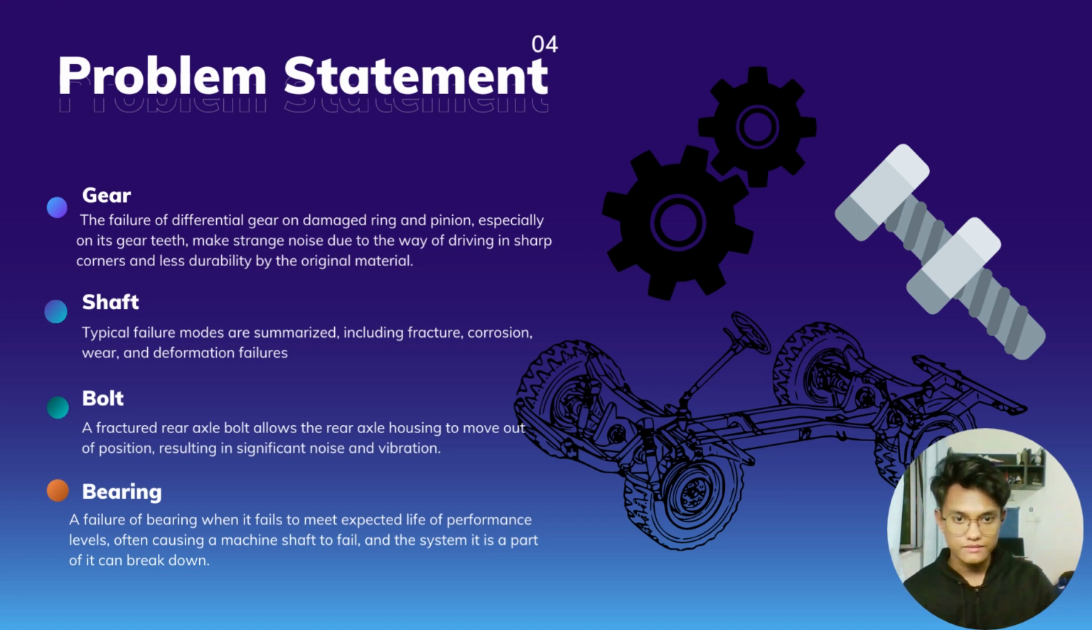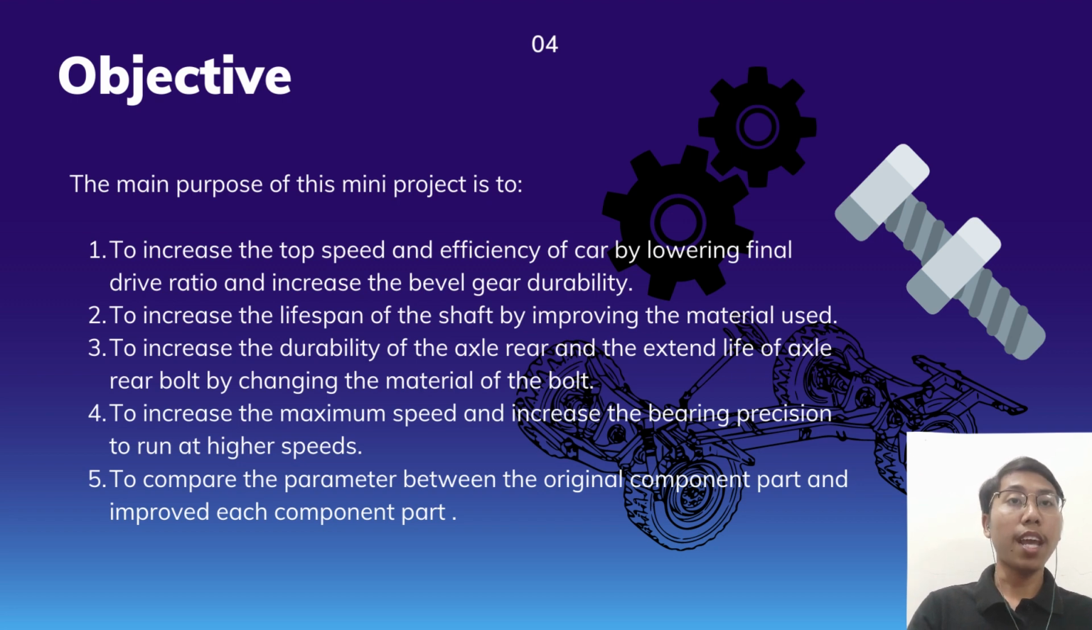For the objectives, we basically have five main objectives. Firstly, to increase the top speed and efficiency, and also to increase the durability of the axle bevel gear. Secondly, to increase the lifespan of the shaft. Thirdly, to increase the durability of the axle bolt. Fourthly, to increase the maximum speed and the bearing precision to run at higher speed. And lastly, we compare the parameters between the original part and our improved component parts.